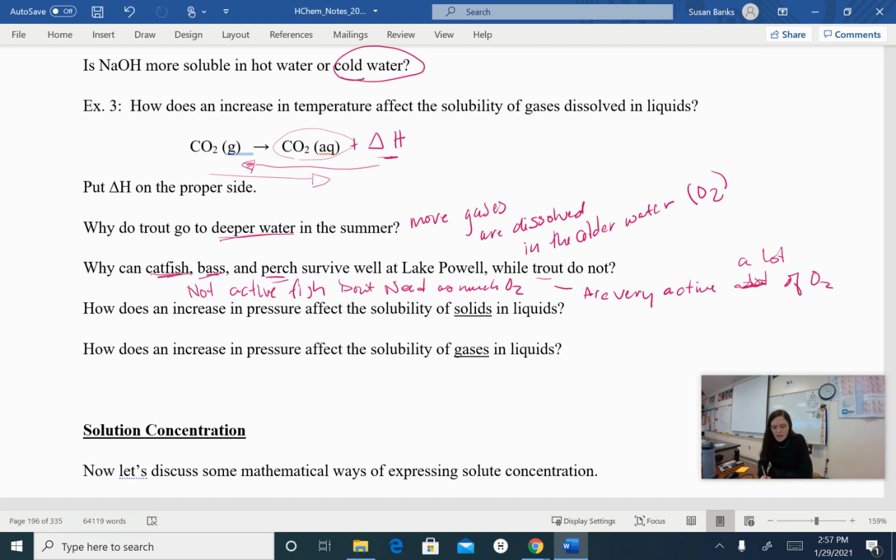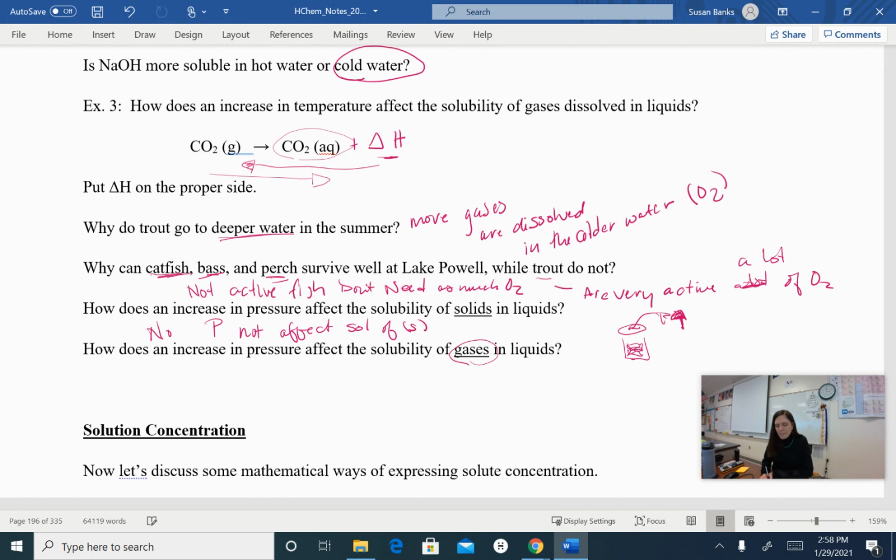Okay? Now think about this. If I put a can of a liquid and I increase the pressure on here, so I increase that pressure, is it going to do anything to affect the solubility of solids and liquids? Nope. So pressure does not affect the solubility of solids in liquids at all.